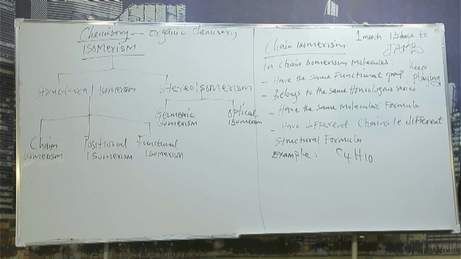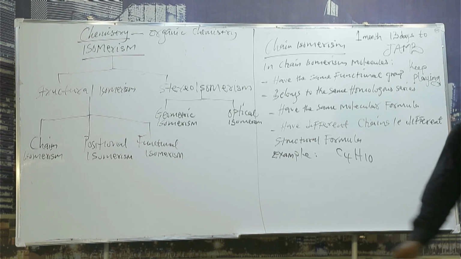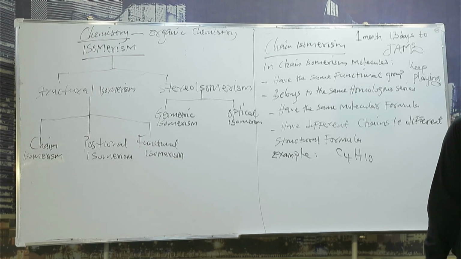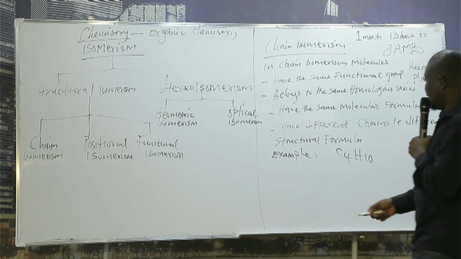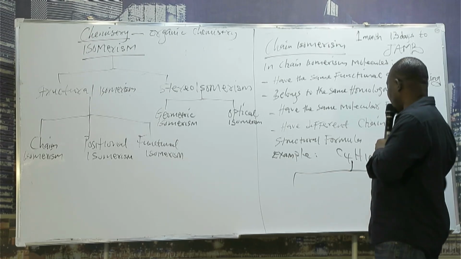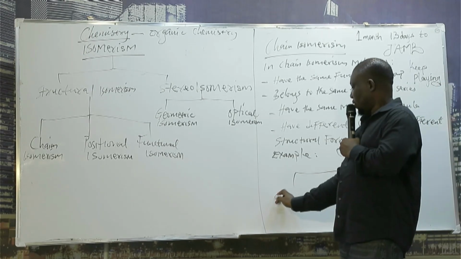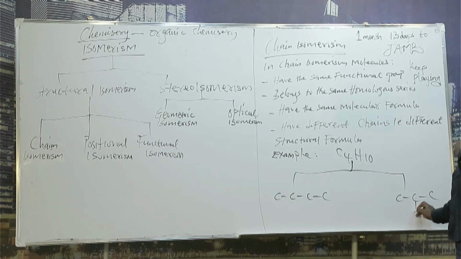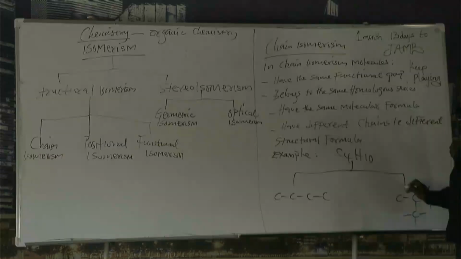That's why the name is chain. The isomers have different chains. Any isomers that have different chains are chain isomers. But there are some isomers that will have the same chain. Those ones are not referred to as chain. They may probably be positional or functional. Do you get the point now? For instance, this organic compound will form 2 chain isomers. One is 1, 2, 3, 4. That one is what? 1, 2, 3. And then the fourth one will be somewhere here.